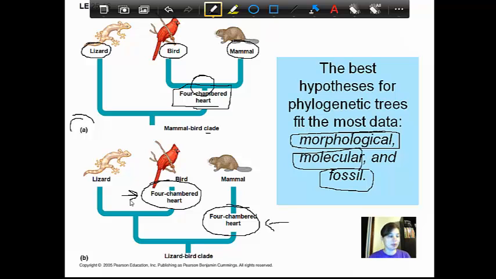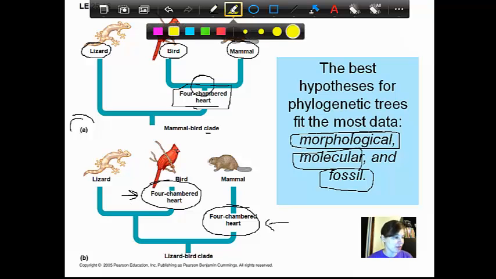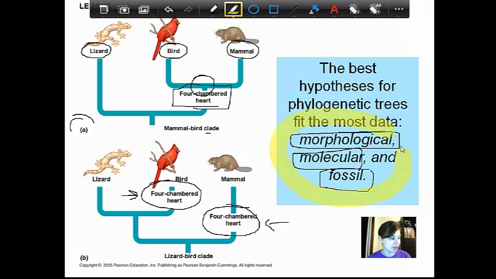So the point I want to drive home again is that in order to make a good phylogenetic tree, it has to be a weighing of all the evidence. Not just what do they look like, but also what does their DNA say and what does the fossil evidence show us.